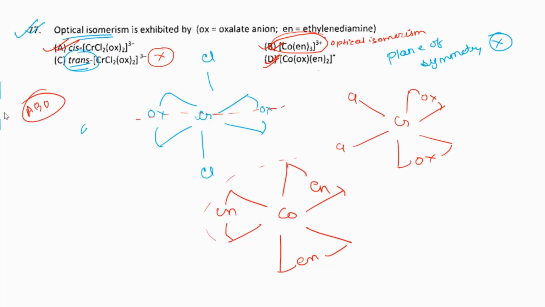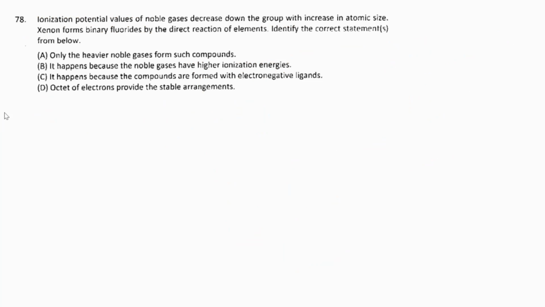Okay. So up till now, in a very short time, we have already done from 61 to 77. Now coming to question number 78. Again 78 is just a reading question. There is no calculation required. Ionization potential values of noble gases decrease down the group with increase in atomic size. Xenon forms binary fluorides like XeF2 by the direct reaction of elements. When xenon plus F2 reacts, you get XeF2 under some conditions. I need to find the correct statements.